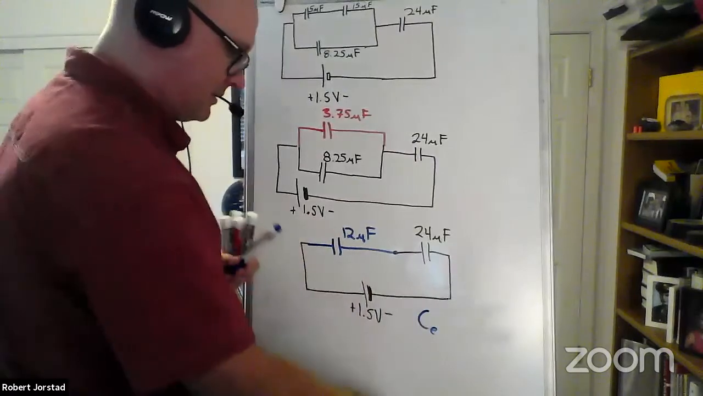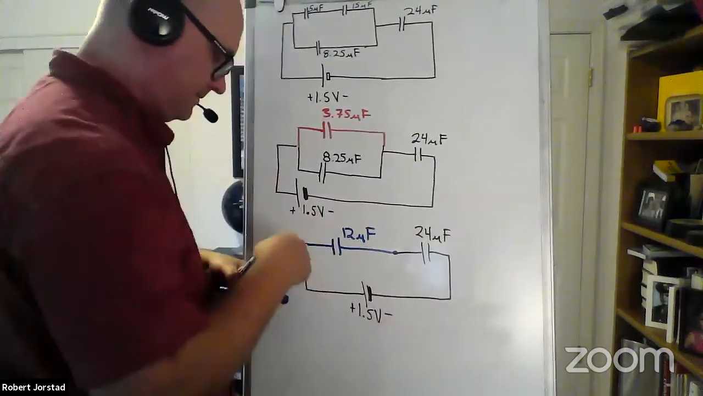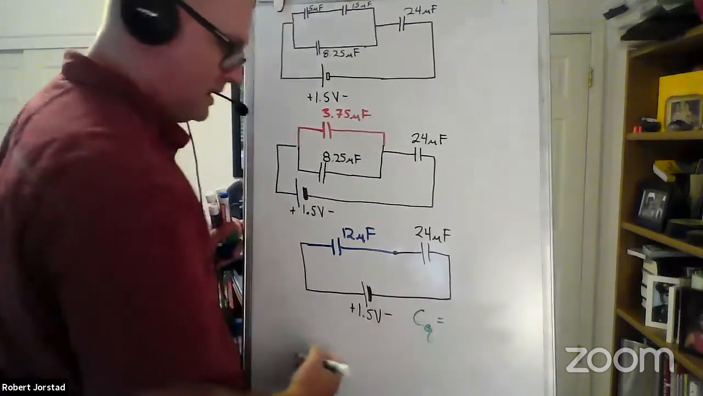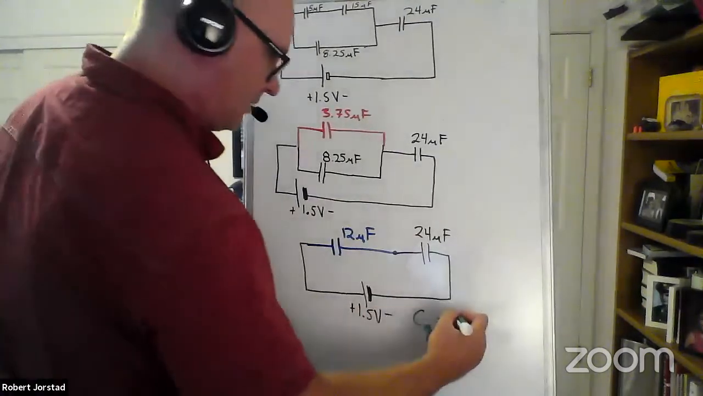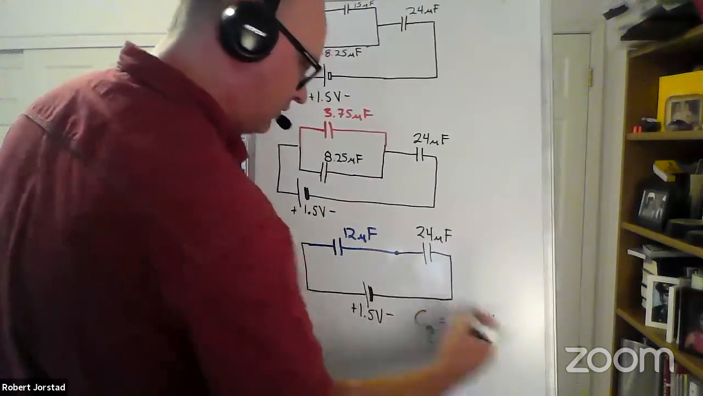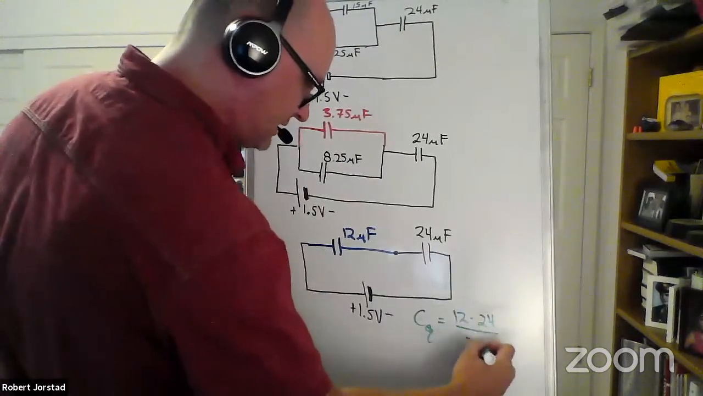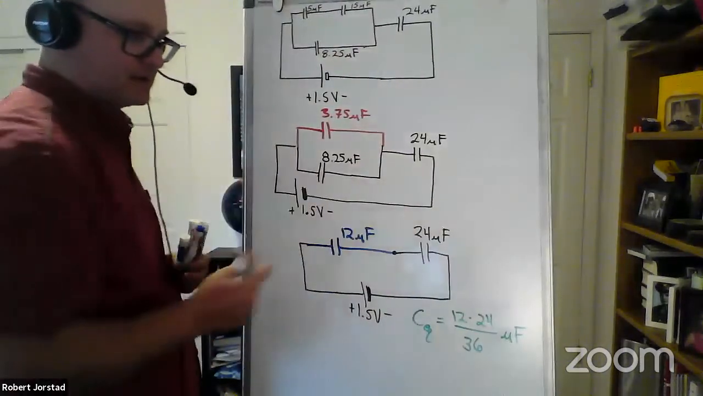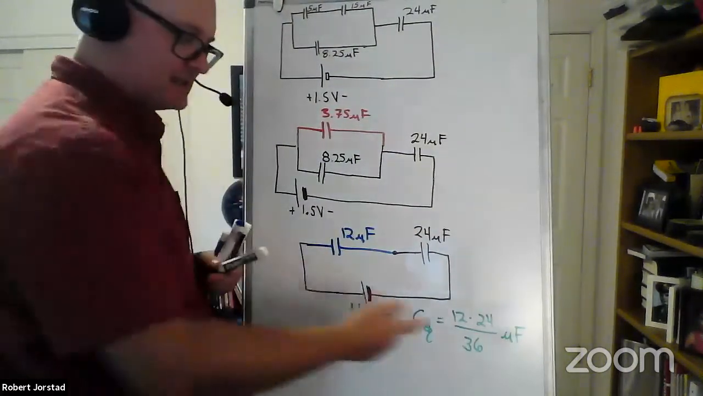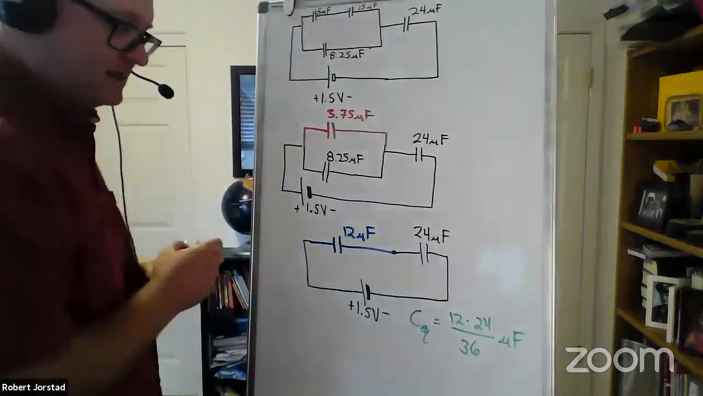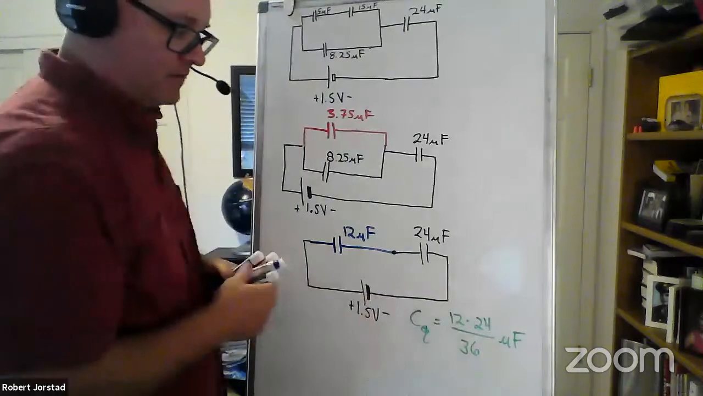Let's use a different color. CEQ is equal to, what is it? 12 times 24 over 12 plus 24, which is 36. And we're going to get microfarads. Again, one of the micros are going to drop out. And you can see this little rule here. I get some bad glare. My bad. Okay, so 12 times 24 over 36.